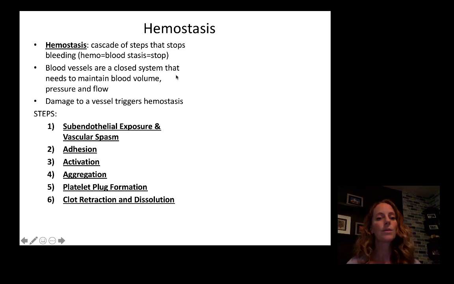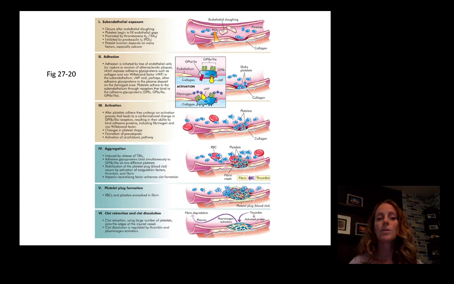The blood vessels are a closed system, and any damage to a blood vessel will be quickly plugged by the hemostasis cascade so that blood volume, blood pressure, and blood flow can be maintained. So damage to a blood vessel triggers hemostasis. You've already heard quite a lot about clot formation from our pathologist, but let's talk about the specific steps involved. There are 6 steps here, which are summarized in this figure of your textbook. We're going to go through each of those steps in the next few slides.